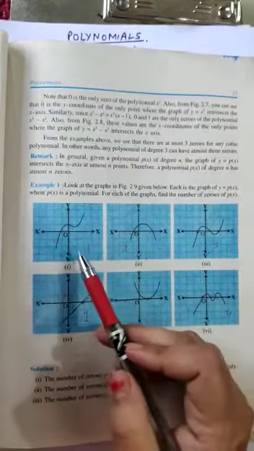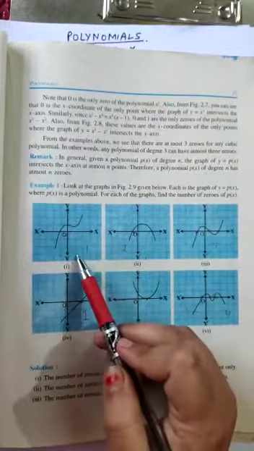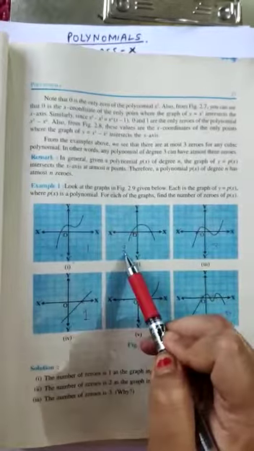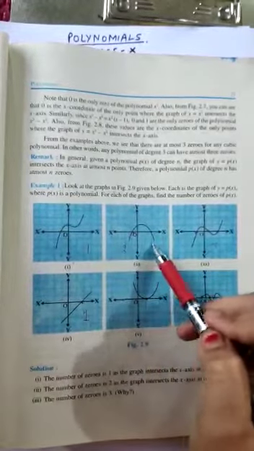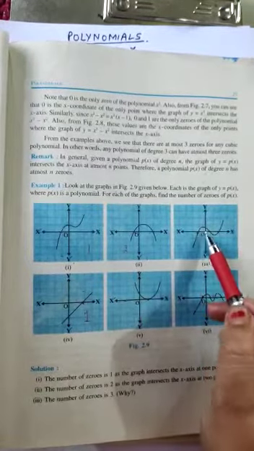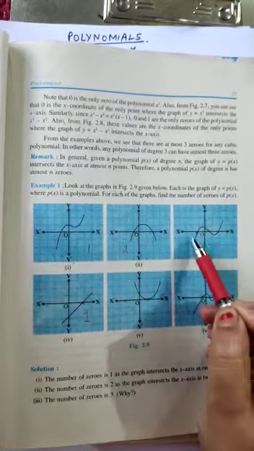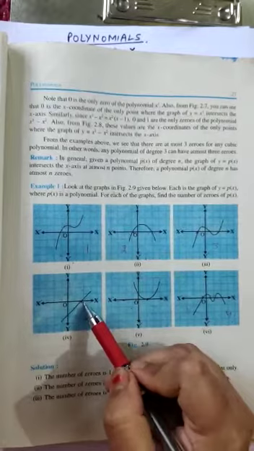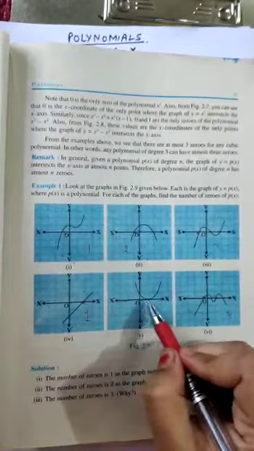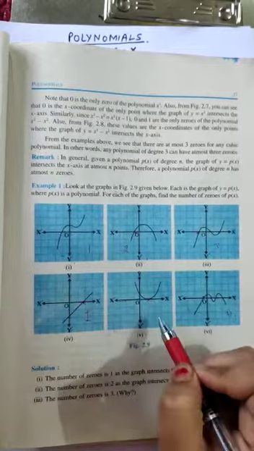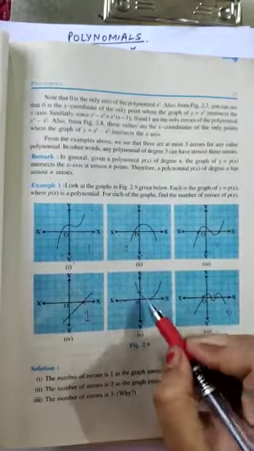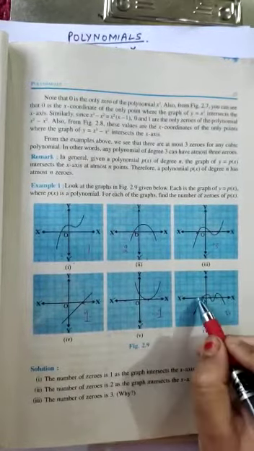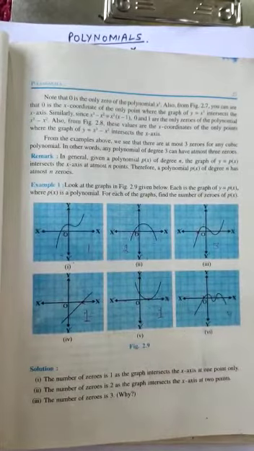Once again, this is a linear polynomial because it has only one zero. This is a quadratic polynomial, meaning two zeros. Two intersection points, two zeros, that means a quadratic polynomial. Three intersection points means three zeros, meaning a cubic polynomial. Here only one intersection point means one zero, meaning a linear polynomial. Here only one intersection point, one zero, it means a linear polynomial. Here 4 intersection points means 4 zeros, and this is called a biquadratic polynomial.